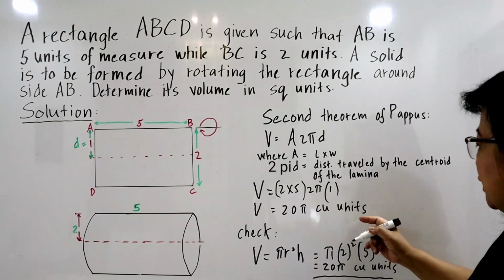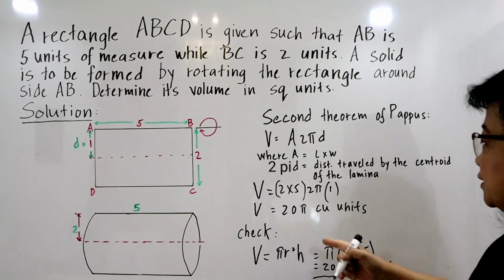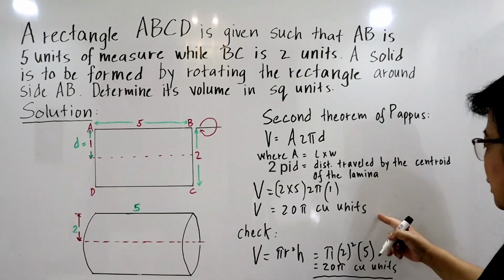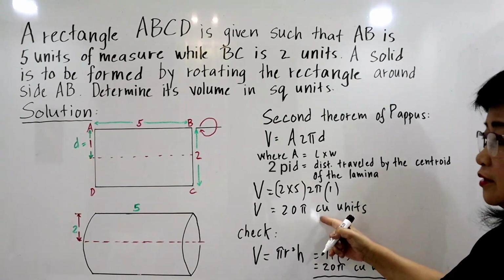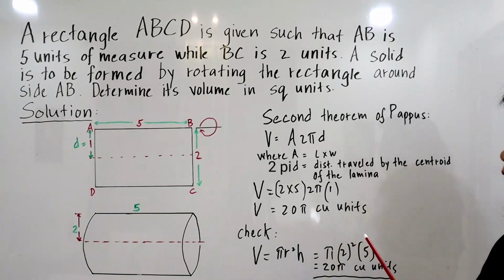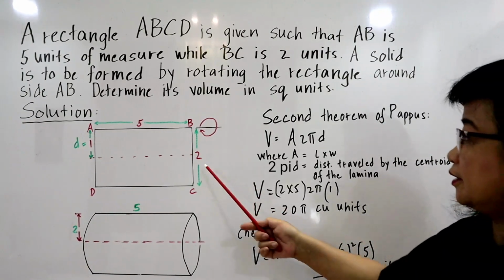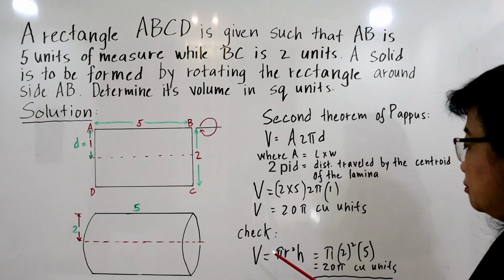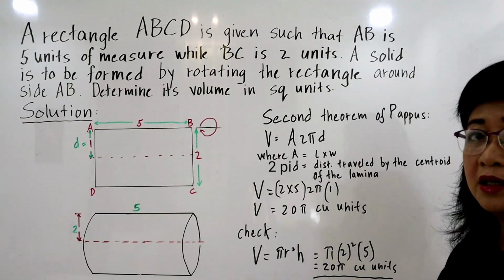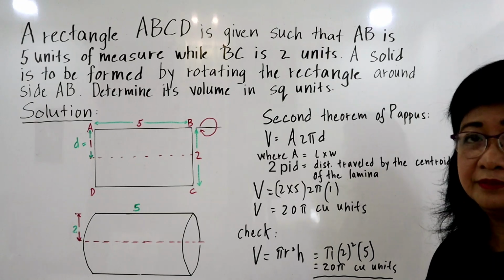They have the same number, that means the same amount. That means this one is correct. So here we're using two formulas: the area of the rectangle and the volume of the cylindrical shape.